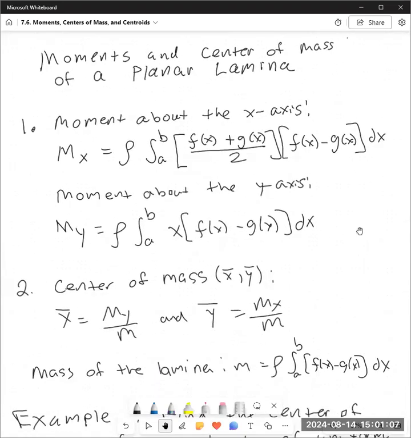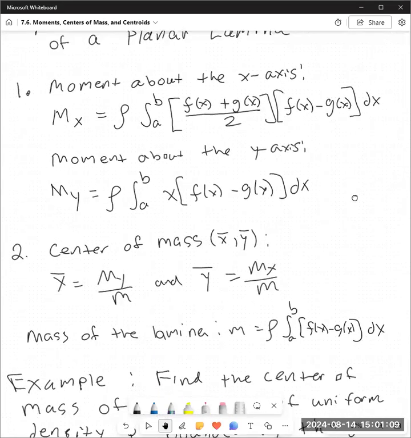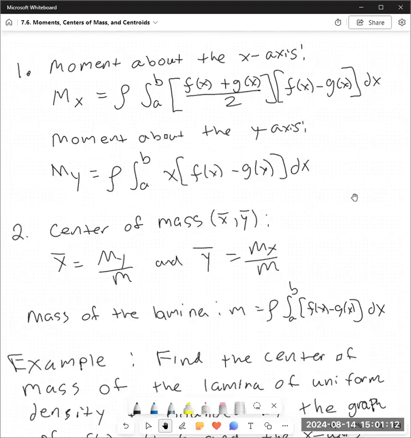So to find moments and center of mass of a planar lamina, we're going to need these equations. Write them down somewhere. These are going to be important. You'll need them for reference. My moment about the x-axis, M sub x, is going to be rho times the integral from a to b of the average of the y values times the difference in the y values, dx, of these two functions that we're going to have for our upper bound and our lower bound. f of x will be our upper function and g of x will be our lower function.